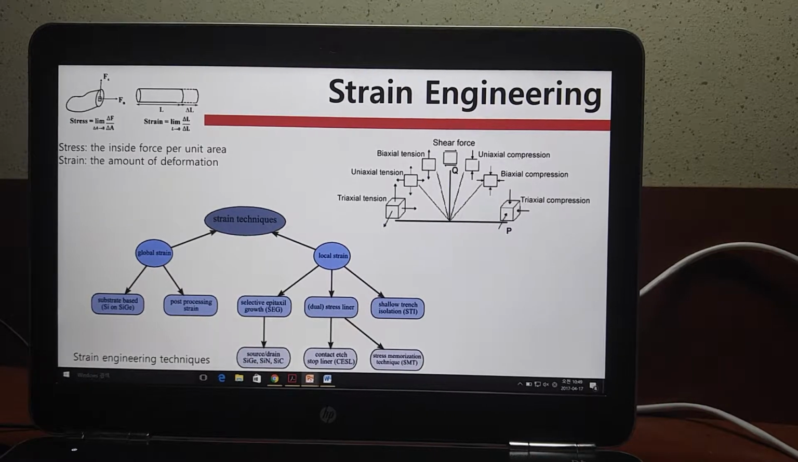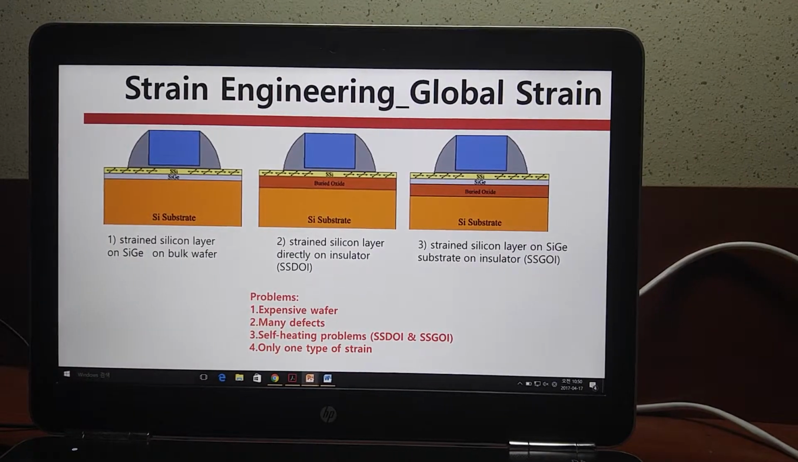There are some problems with global strain. Expensive wafers and many defects, mainly about state. They could occur frequently when trapping electrons. Other problems are self-heating problems such as SSDOI and SSGOI, which could not transfer the device's heat to below the silicon substrate after annealing. And the last problem is that it could only use one type of strain.